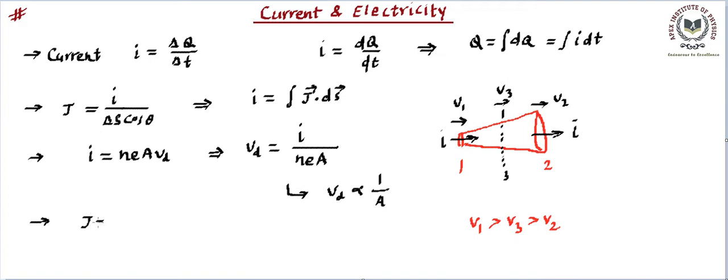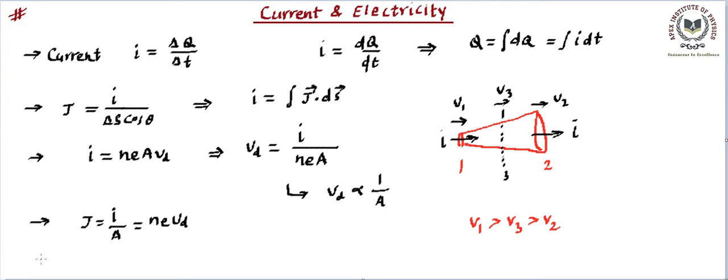So current density is I by A. If we do I by A over here, we will come out to be equal to nevd. That means current density is directly proportional to drift speed. And then we had talked about what the drift speed is and what the relaxation time is. These are all important aspects we need to remember.